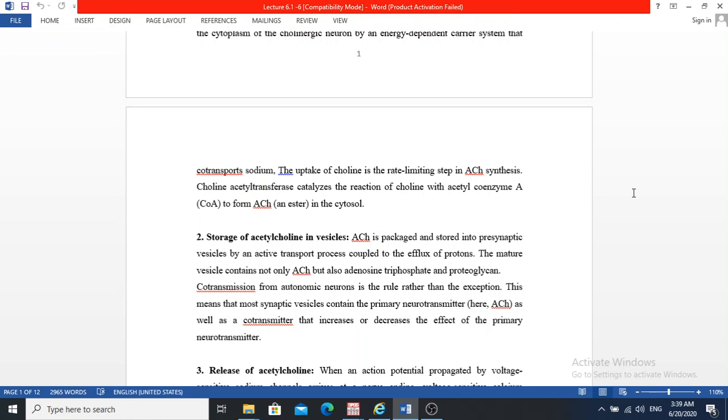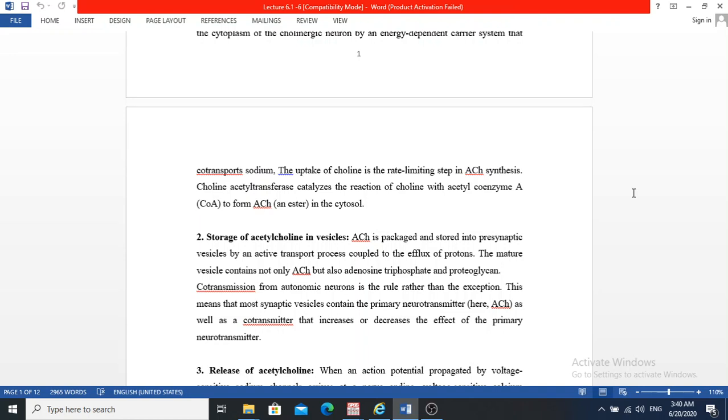Choline acetyltransferase catalyzes, let us say it again, choline acetyltransferase catalyzes the reaction of choline with acetyl coenzyme A to form acetylcholine, an ester, in the cytosol. Number 2, storage of the acetylcholine that was produced in the first step.